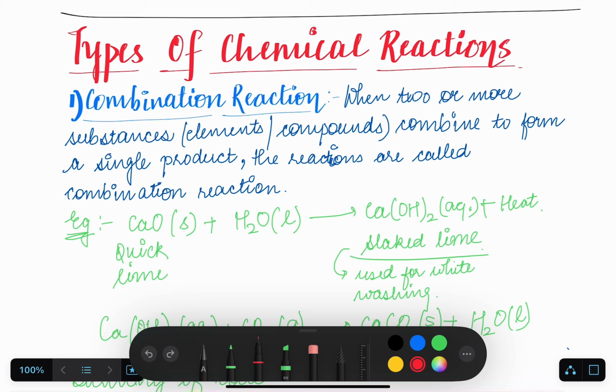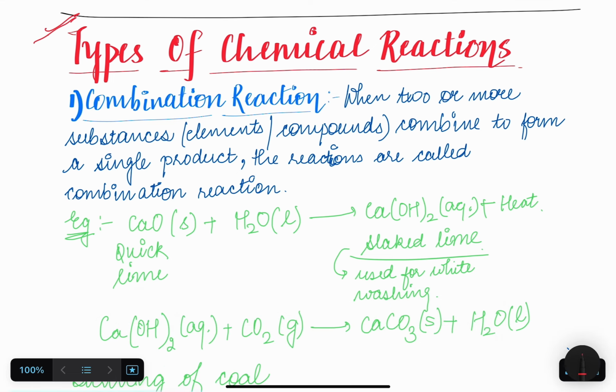Today we are going to discuss part 2 of chemical reaction and equation, that is types of chemical reaction. Basically we have discussed all about chemical reaction and equation. Today we are going to discuss types. First we have combination. Combination, as the name suggests, two things or two elements are going to combine together and form a new product.